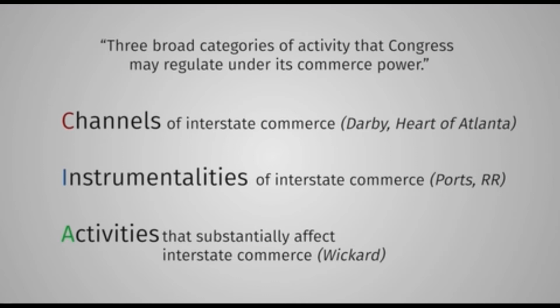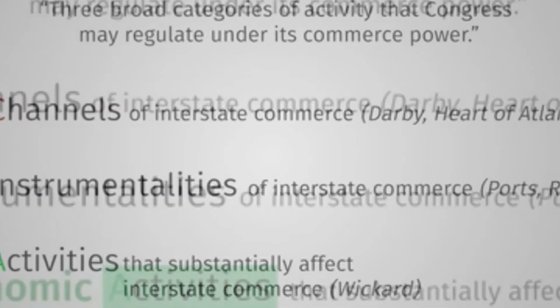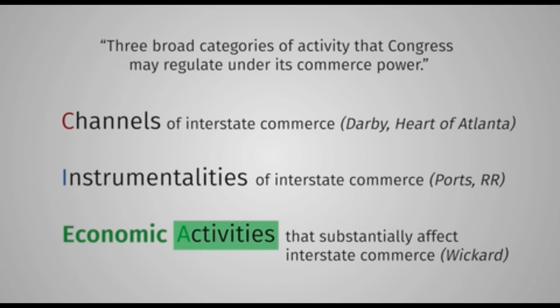So Lopez attempted to synthesize nearly a century of precedent into these three categories. And Chief Justice Rehnquist explained that the government could only defend the Gun-Free School Zones Act under the third category. He then added something new to the doctrine, and that was the outer limit of the substantial effect test. Congress could only regulate intrastate activity that substantially affected interstate commerce if the intrastate activity is economic in nature.